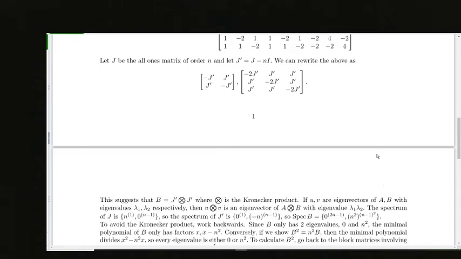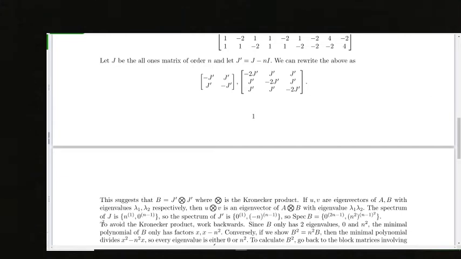The eigenvalues of J are n and 0, so the eigenvalues of J prime are 0 and minus n. So then the eigenvalues of B could be 0 times 0, 0 times minus n, minus n times 0, or minus n times minus n. So either 0 or n squared. And these are non-negative, so we're done.